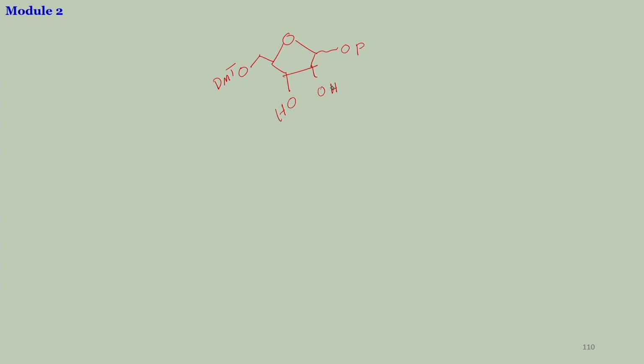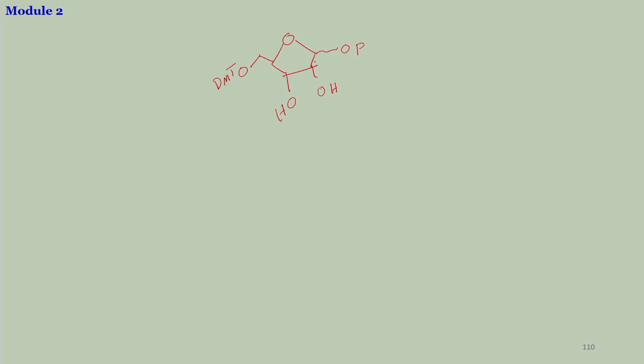Now the question is, how can you selectively protect a 2 prime or 3 prime? If you want to protect the 2 prime position, the first thing is that these two positions, 2 prime and 3 prime, have more or less the same reactivity, because both are secondary hydroxyl groups. There are a few ways to do selective protection of the 2 prime position.